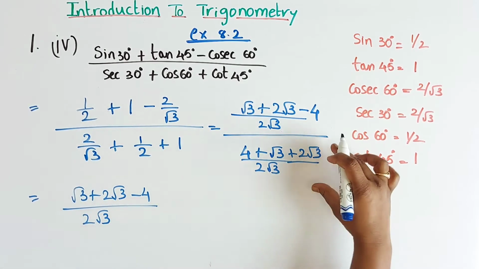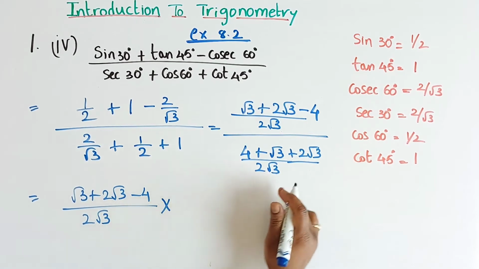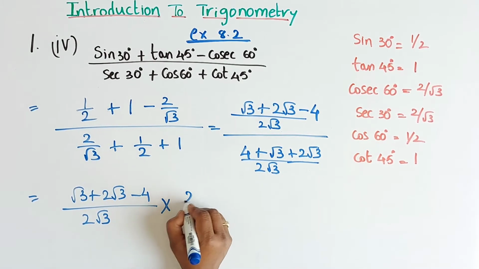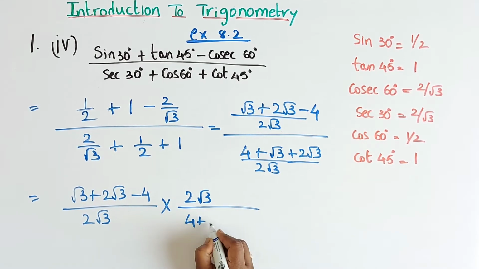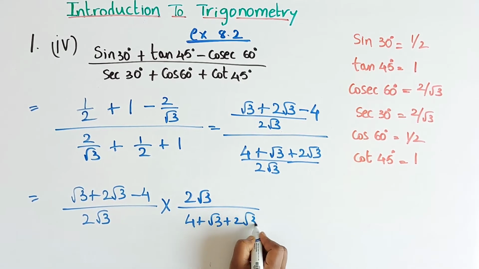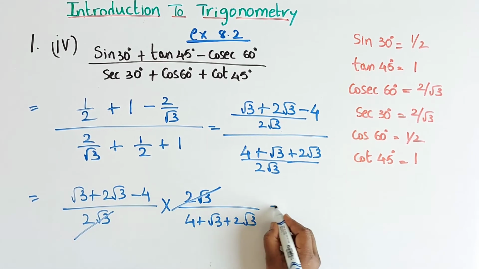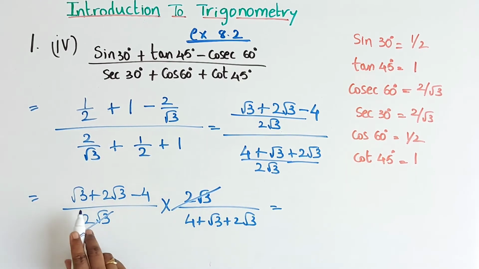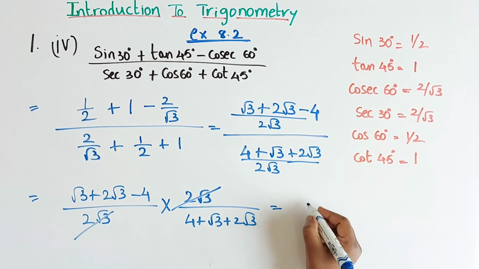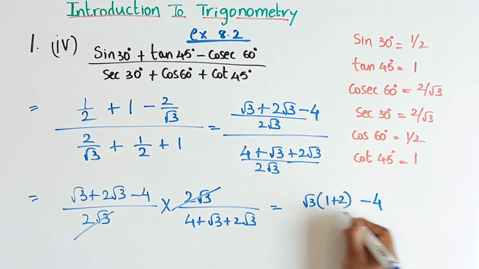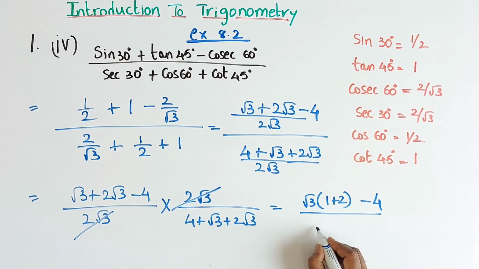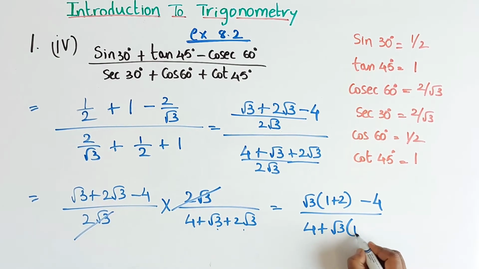Correct, children? And this will be the reciprocal. The denominator will come to the numerator. 2 root 3 divided by 4 plus root 3 plus 2 root 3. Here 2 root 3 will get cancelled. Now see here, root 3 plus 2 root 3. Here I can take root 3 common, 1 plus 2 minus 4 here, right? Here also 4 plus root 3 plus 2 root 3, I can take root 3 common, that means 1 plus 2.